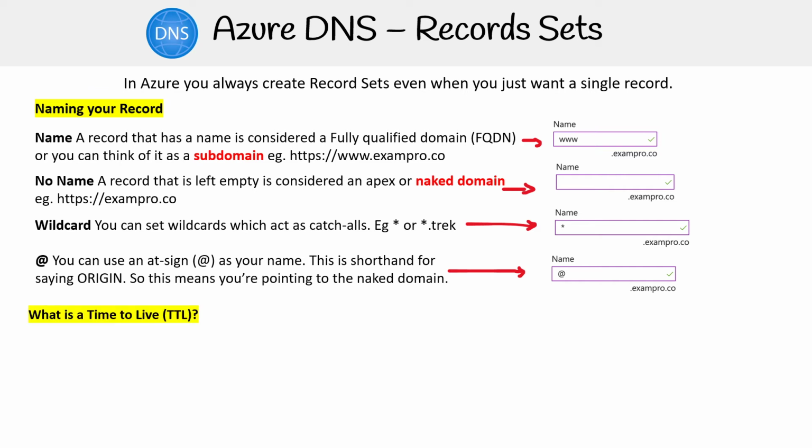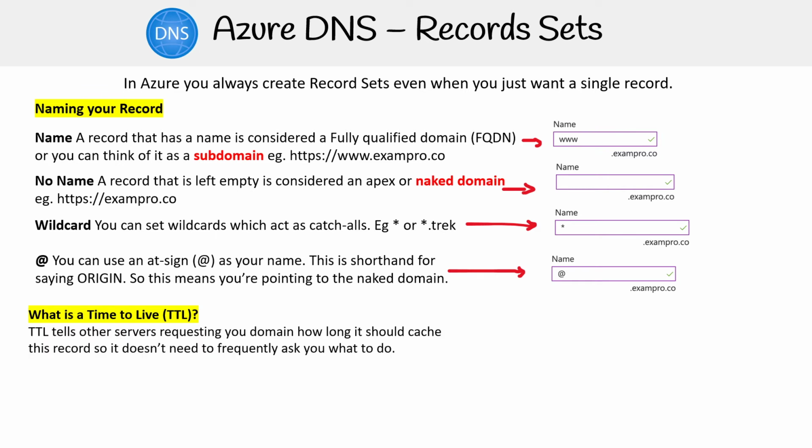Another thing you can set on your record set is the time to live. This is going to tell other servers requesting your domain how long it should cache the record so it doesn't need to frequently ask for the same information over and over again. And so you can either set a long TTL or a short TTL. The longer it is, generally the more it's going to reduce costs. I don't know what costs it's going to reduce, but I know that it would. I guess I'm just not working at scale, so I'm not too sure about that. But the idea is that, if it's longer, then there's going to be a lot less requests hitting the DNS.